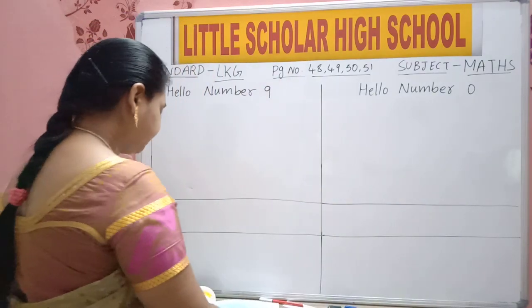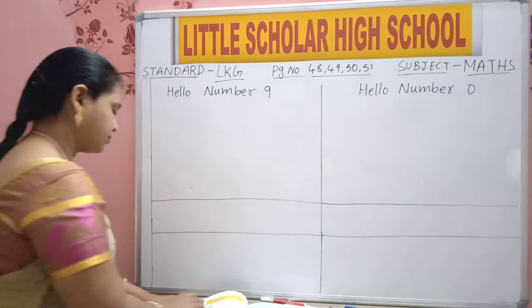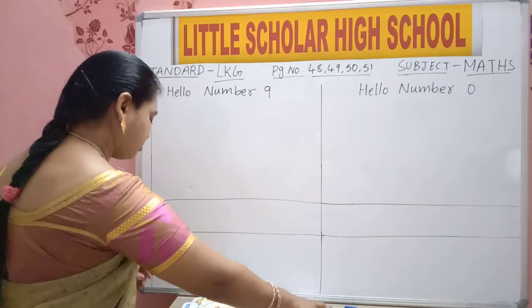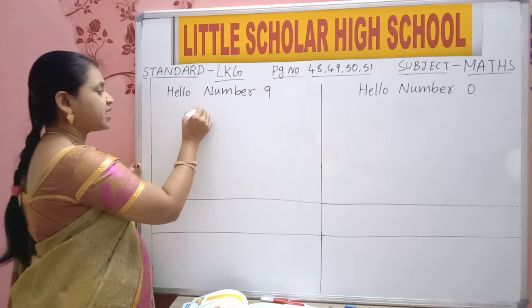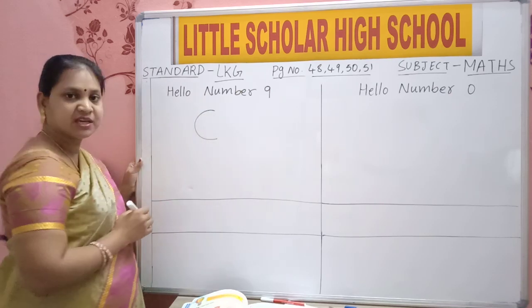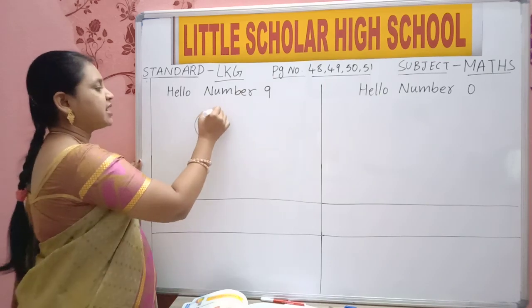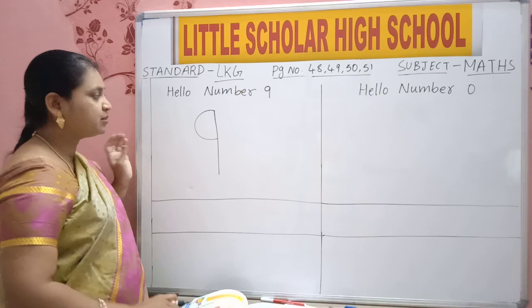See the board. First you will write a half circle. First you will write C. You all know how to write C, no? Yes. Then you will write one standing line. This is number 9.